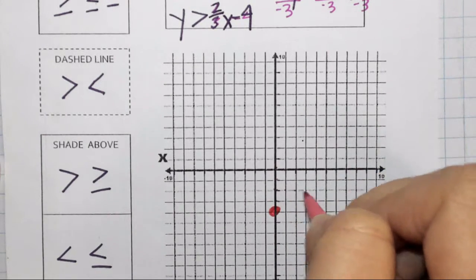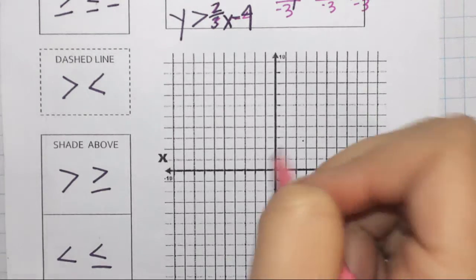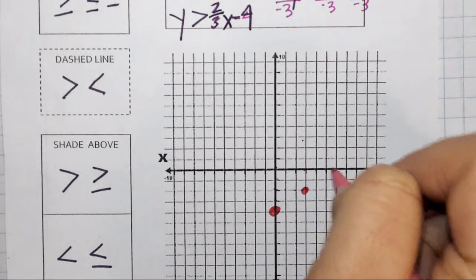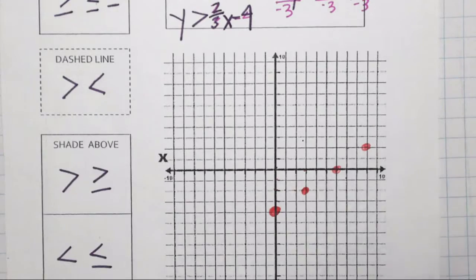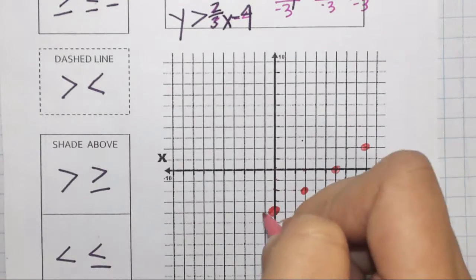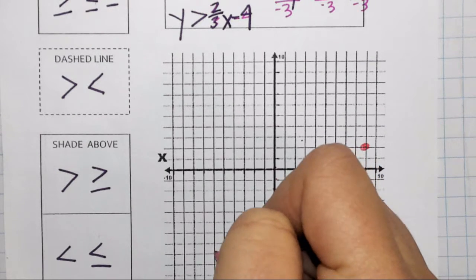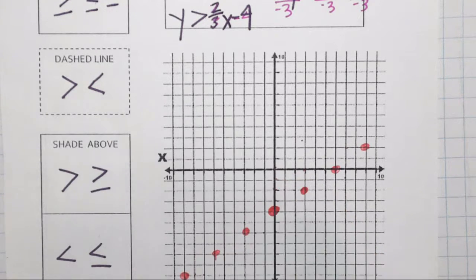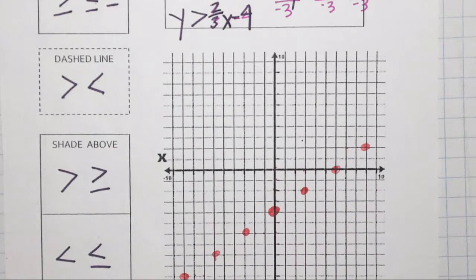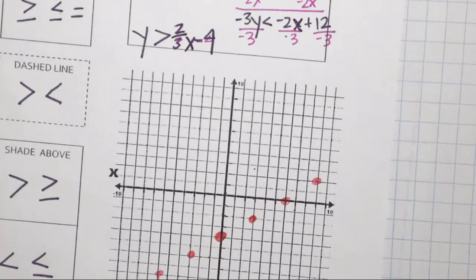Okay, so what do we do after we plot our negative 4? Up 2, right 3, because it's a positive 2/3. And I want you to go all the way across the graph until you can't go anymore. Up 2, right 1, 2, 3. We can't go any further. So now we're going to go backwards. Down 2, left 3. Down 2, left 1, 2, 3. You have to go all the way across the graph. Do not connect your dots.